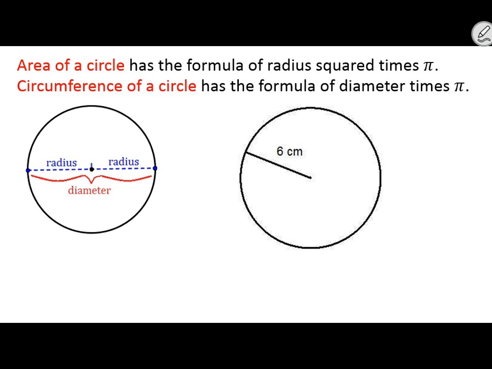So as an example, you guys see my example radius is 6. So for my area, I'm going to go 36 times pi, which is about 113.10.